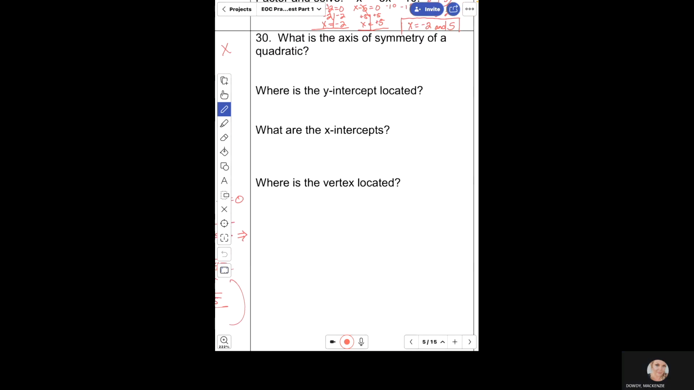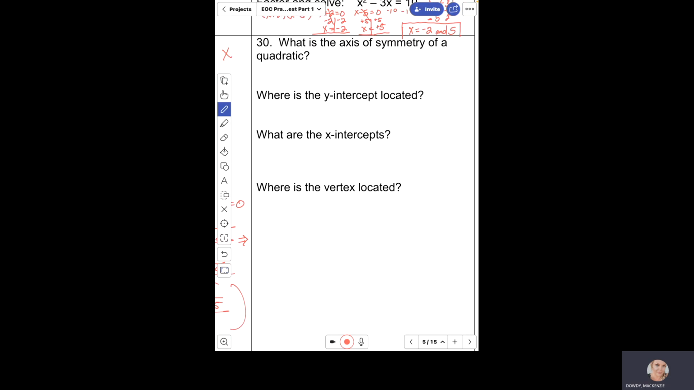Number 30. What is the axis of symmetry of a quadratic? It is the x value that divides the graph, in parentheses, you can put parabola, symmetrically, in half.